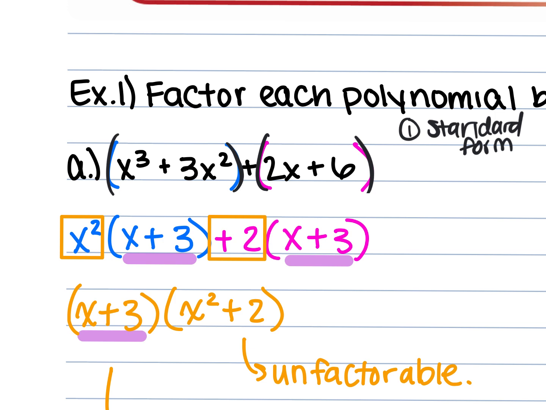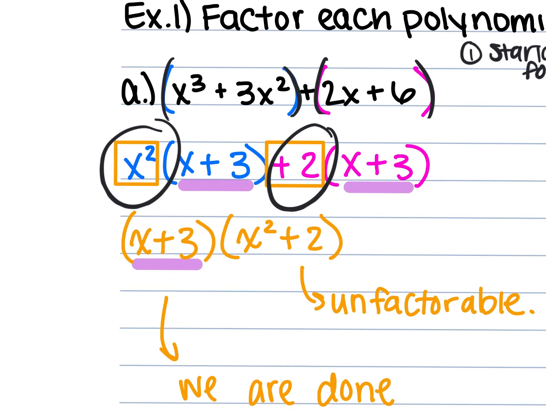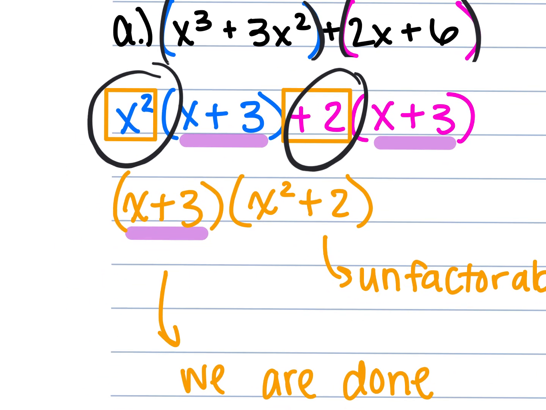This x plus 3 should match the other set of parentheses, and then you know that's one of my factors, and whatever your GCFs were, which in our case was x squared and plus 2, those get combined to become your second factor. Now I want to point something out. Anytime you have x squared plus a constant, that will always, 100% of the time, be unfactorable. Unfactorable, so you cannot move forward.